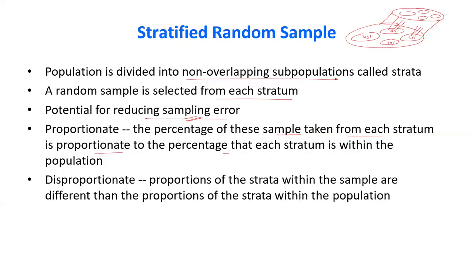Okay. Now, if this is the case, in the sample also, the representation should be in the same proportion. Then it is considered proportionate stratified random sampling. If you don't consider the proportions of the strata, then it is known as disproportionate, okay, if it is different. So better would be to have proportionate sampling. In that case, whatever you see in the population, you see the same thing on a smaller scale in the sample. Okay.